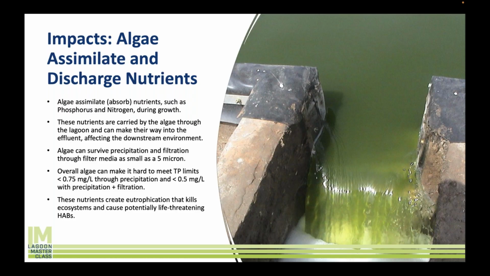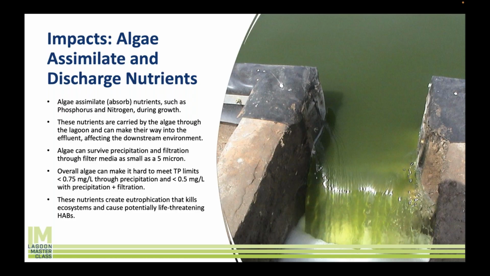And as we talked about, the algae in their cell wall actually has phosphorus in the cell wall itself. And so it basically limits, because it doesn't really want to bind to the chemical as well, it limits your ability to settle out the phosphorus that's in that algae.